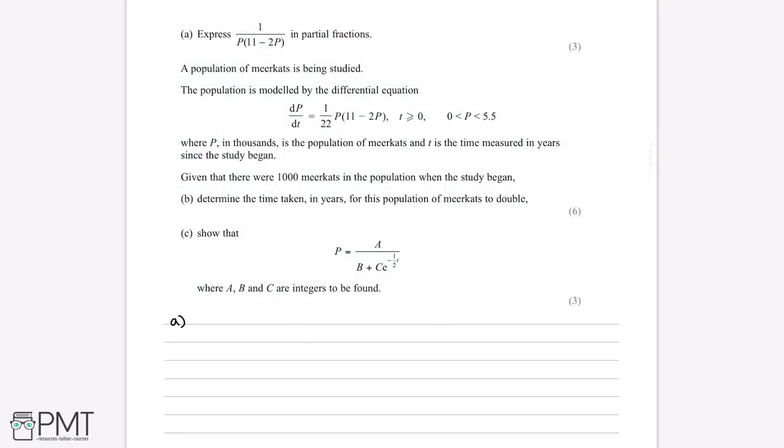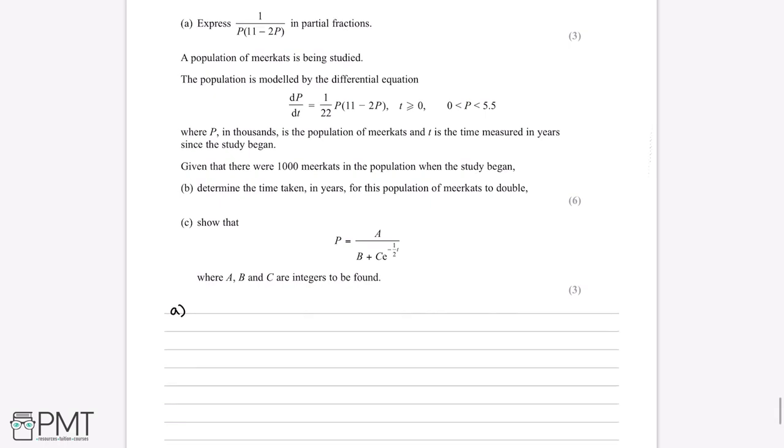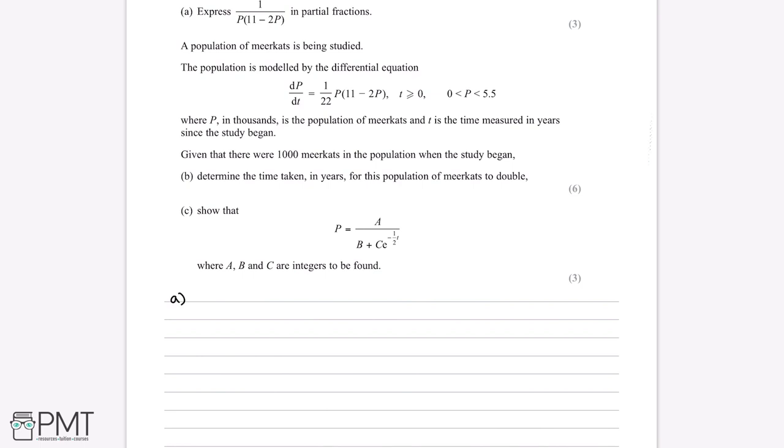So part A wants us to express 1 over p multiplied by 11 minus 2p in partial fractions. So the way that we write something in partial fractions is to start off with, we write out our original expression, which is 1 divided by p multiplied by 11 minus 2p. And then what we do is if we look at the denominator of this expression, we have something, p, multiplied by something else, 11 minus 2p.